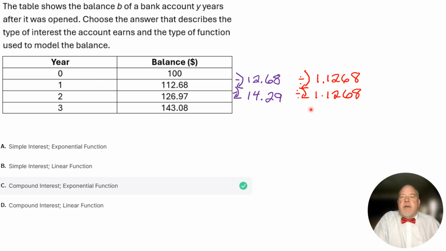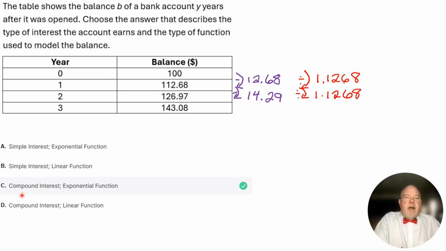Now, let me point out that when you divide these, some of them you're going to get a slightly different answer. There's going to be a rounding error in here, and that's because the balance had to be rounded. But if you've got the first three or four digits the same, that's a pretty good guess that it's going to be compound interest. So don't worry that it's not exactly the same. That's because the balance was rounded, since it's money and you can only have two numbers after the decimal.